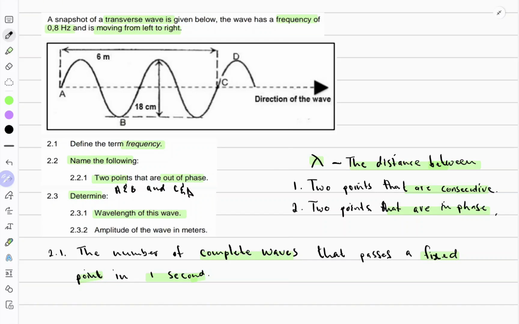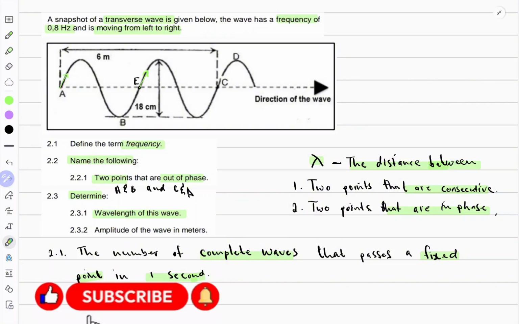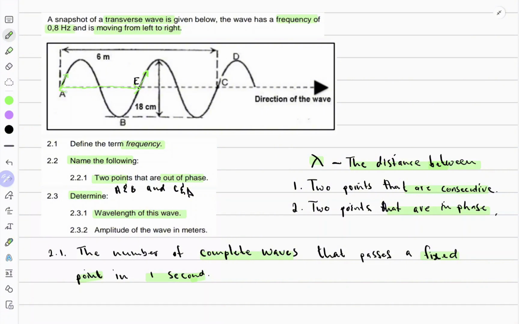If you look at the schematic, you can actually form a point here, call it E, and you'll see that A and E are consecutive points that are in phase because you can see that A is on the equilibrium and it leads to a rise in the disturbance, and E is also on the equilibrium and leads to a rise in the disturbance. So this here forms a complete wave cycle, and the distance between these 2 points is a wavelength.